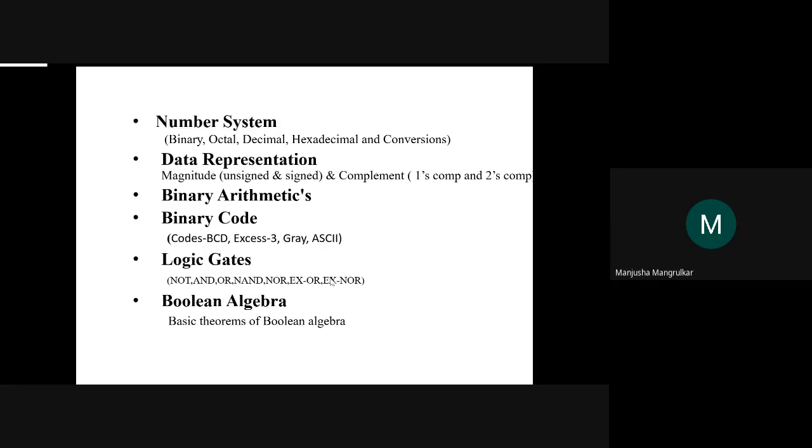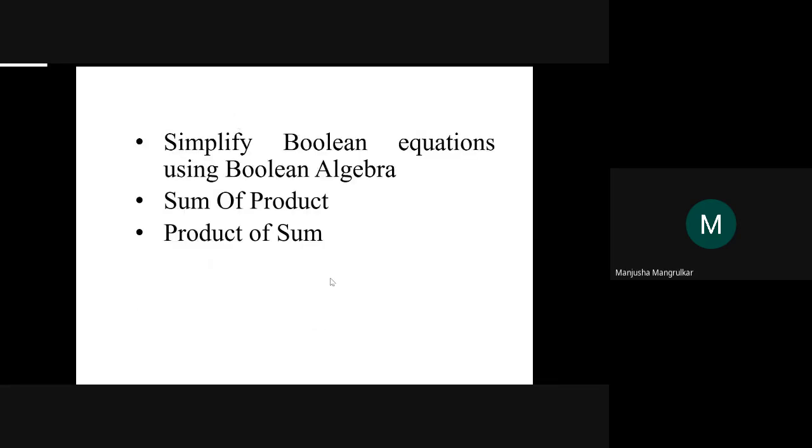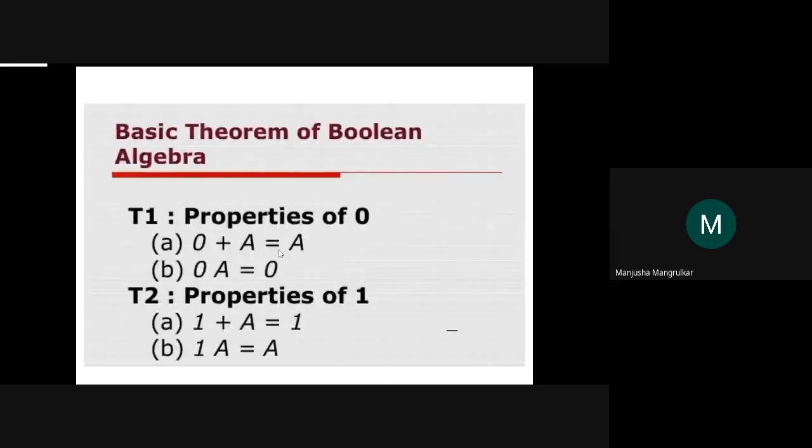And now in today's lecture we are going to see how to simplify a Boolean equation using the Boolean algebra theorems, sum of product, SOP, and product of sum. We will understand the concept of sum of product and product of sum. Now let us revise the Boolean theorems we have seen in the last lecture. There are 10 theorems.